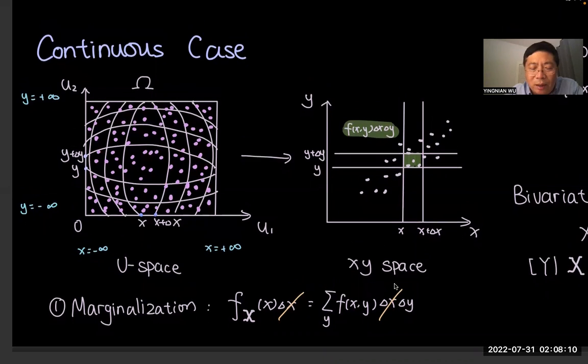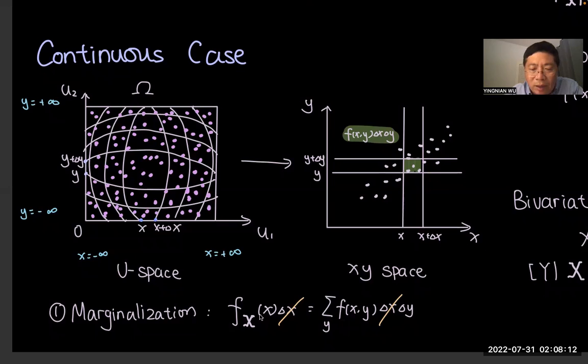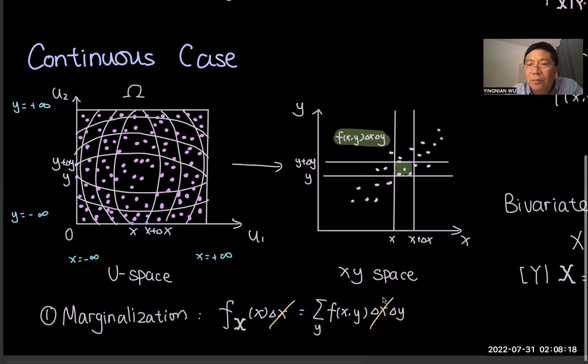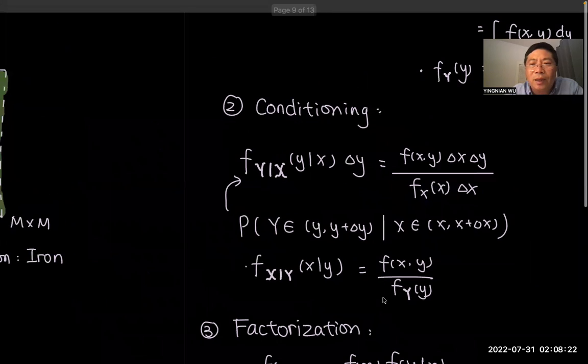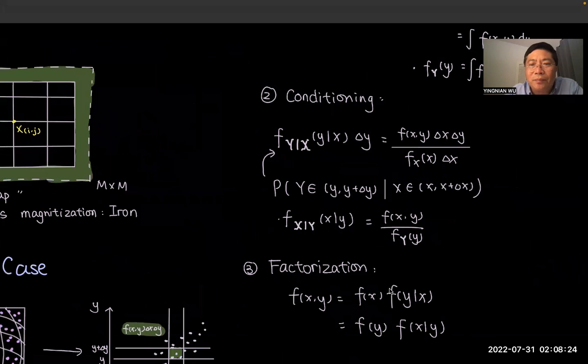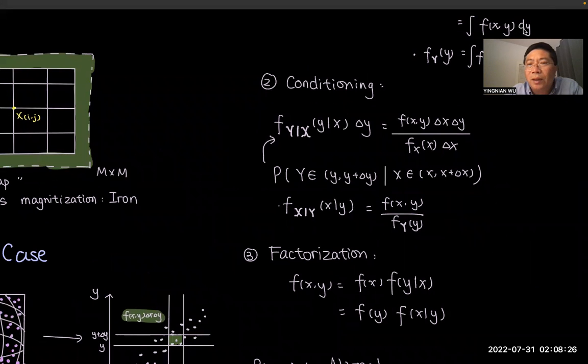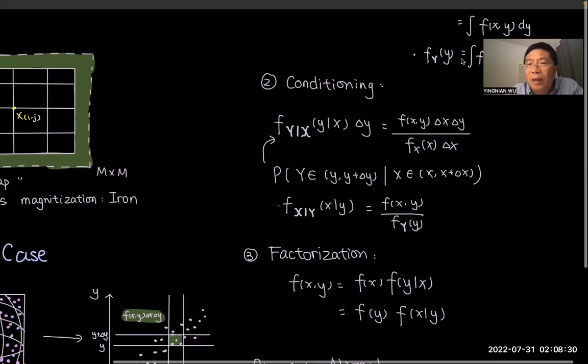So then you have the marginal distribution of x equal to, when delta y goes to 0, this becomes an integral, right? The sum becomes an integral. And then you have this result: it is the joint, f(x,y) dy. Similarly, the marginal distribution of y is the integration of the joint f(x,y) over dx.